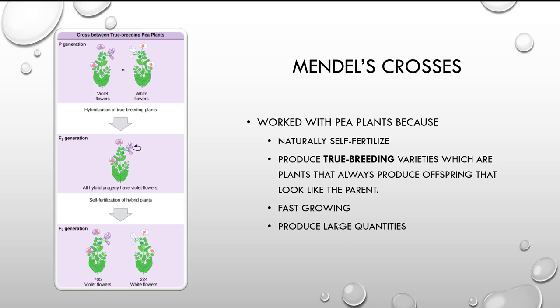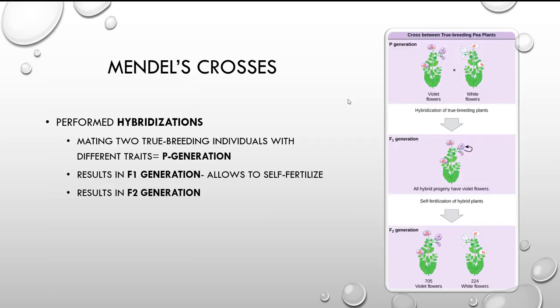So they're fast growing. And then finally, you can produce a lot of peas. They produce large quantities of seeds, so they're really useful to work with. In his experimentation, it's a very good plant to work with. Those were some reasons why he chose pea plants to work with as opposed to another type of plant. Okay, so let's take a look at the experimentation that he used.